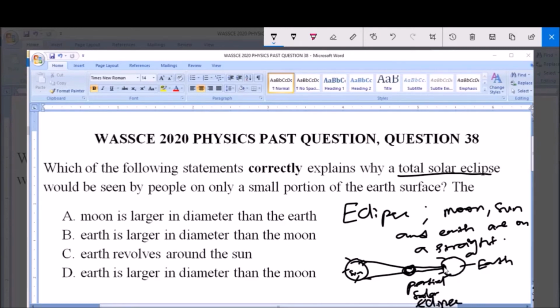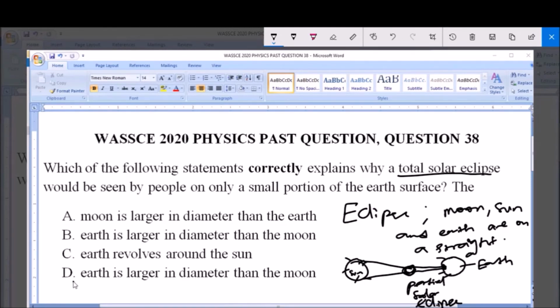But this part here, we're experiencing a total solar eclipse. Now the question is asking why it is that just a small portion of the earth experiences a total solar eclipse. If you look at it, you notice that the diameter of the moon is smaller compared to the diameter of the earth, and that is why only a small portion of the earth is affected by a total solar eclipse.